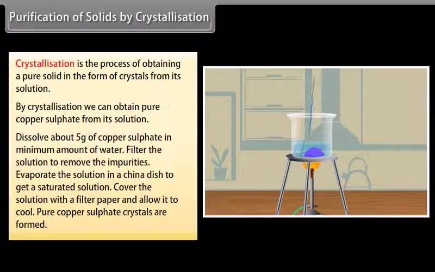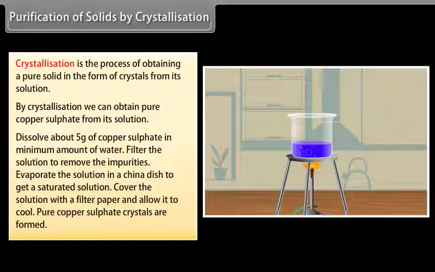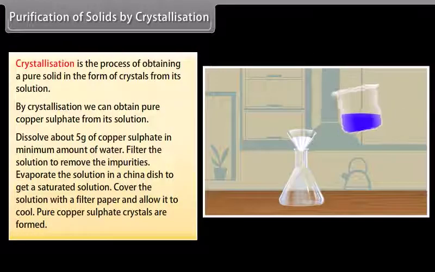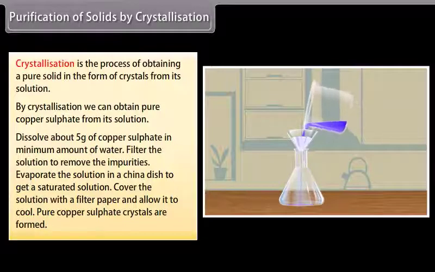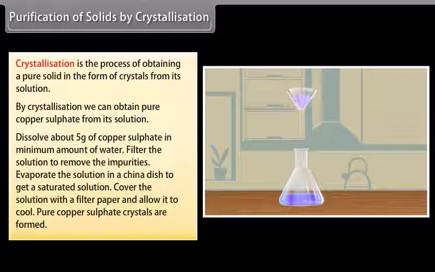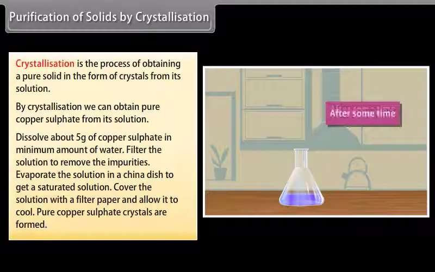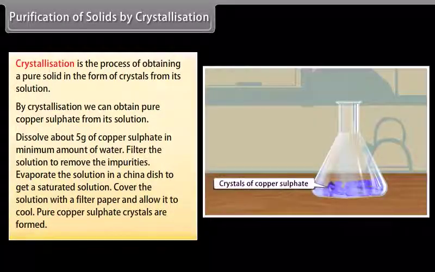Dissolve about 5 grams of copper sulfate in a minimum amount of water. Filter the solution to remove the impurities. Evaporate the solution in a china dish to get a saturated solution. Cover the solution with a filter paper and allow it to cool. You will see pure copper sulfate crystals are formed.